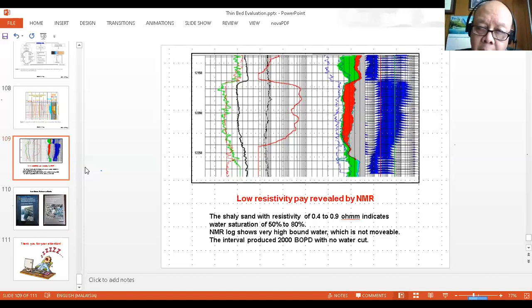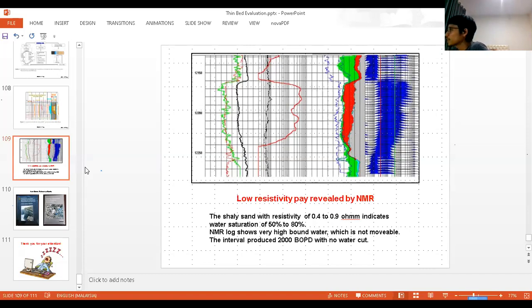But because the NMR has a little bit better resolution, it may be able to detect the hydrocarbon in there. And we have seen some real life examples where we have totally missed the hydrocarbon on the density and neutron, but NMR helped us to detect that there is a hydrocarbon in that zone. Okay. And the next question from Debbie.